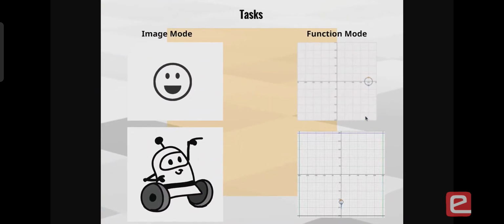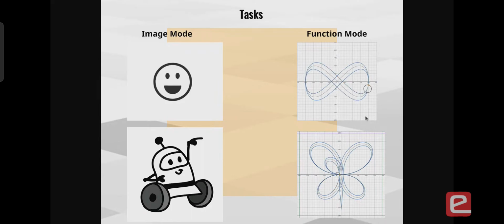So coming to the tasks. So the theme was basically divided into two modes: the image mode and the function mode. So as usual, we started with some pretty simple image like a smiley face to draw, and then we went a level up by drawing our eYantra mascot, known as Eyan. So similarly, in the other mode, the function mode, we gave the input in the form of parametric equations, and the team was supposed to draw those equations.